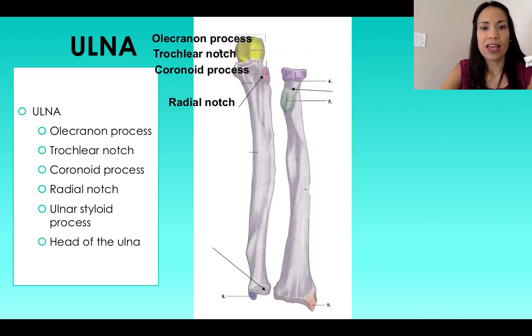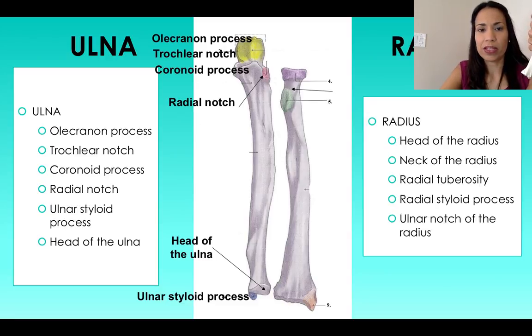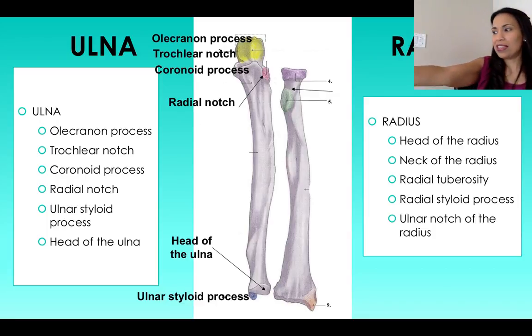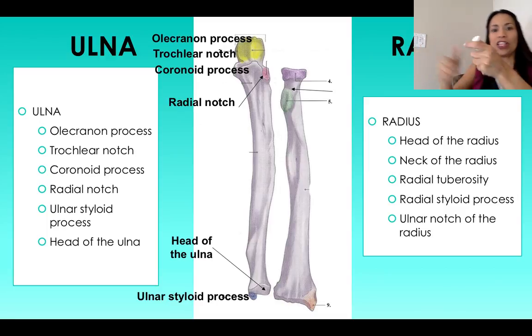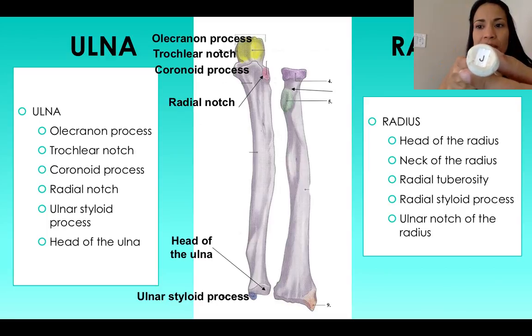OTC. Then the radial notch, head of the ulna, and the ulnar styloid process. Let's describe now the radius. The radius, remember, is located on the lateral side, and we said that the thumb is the antenna of the radius. Look at the head of the radius.